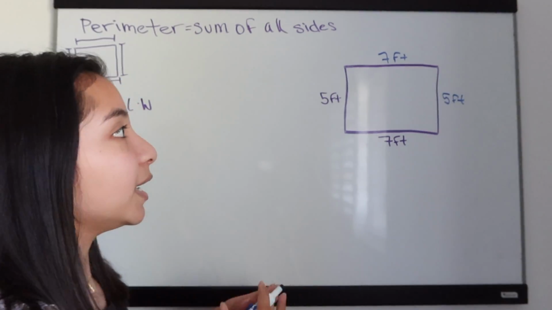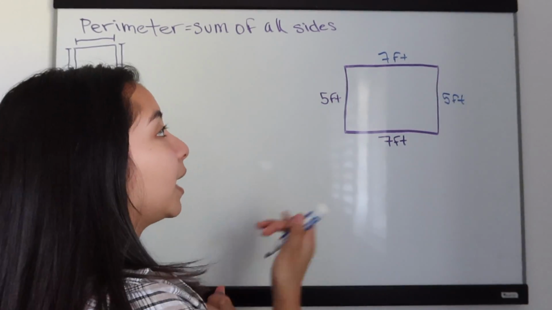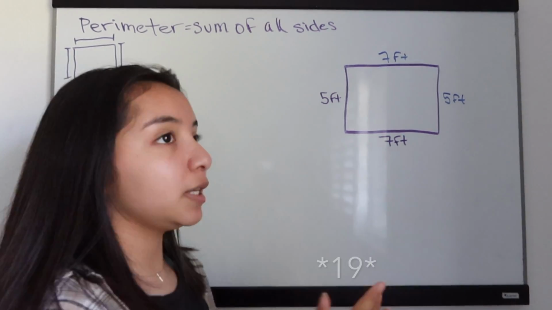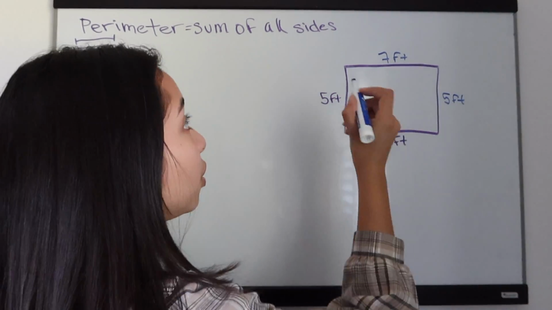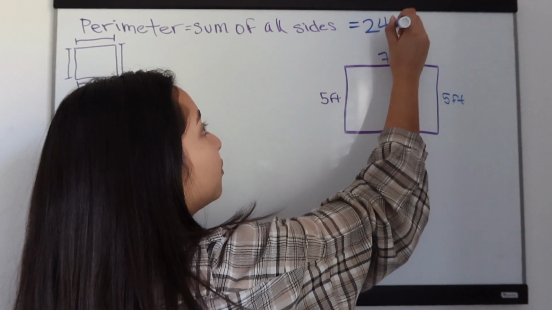Alright, the perimeter is the sum of all sides. So let's add all sides: 7 plus 5 is equal to 12, plus 7 is equal to 19, plus 5 is equal to 24. So the perimeter is equal to 24 feet.